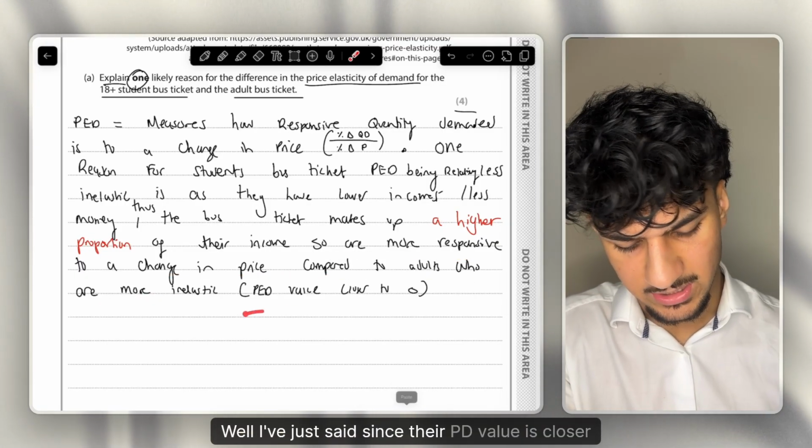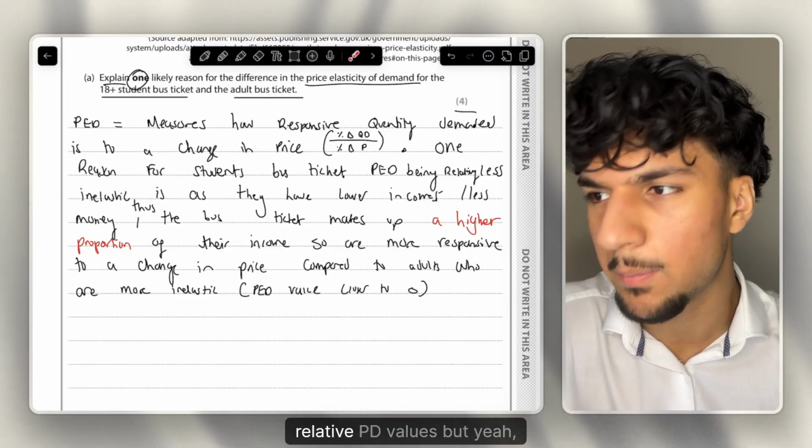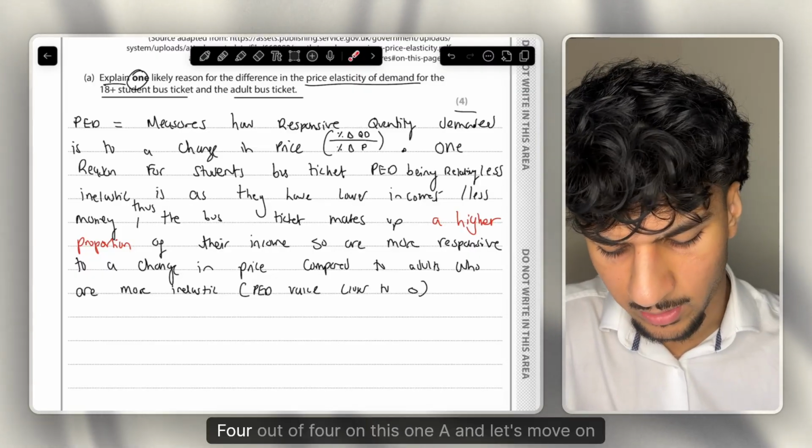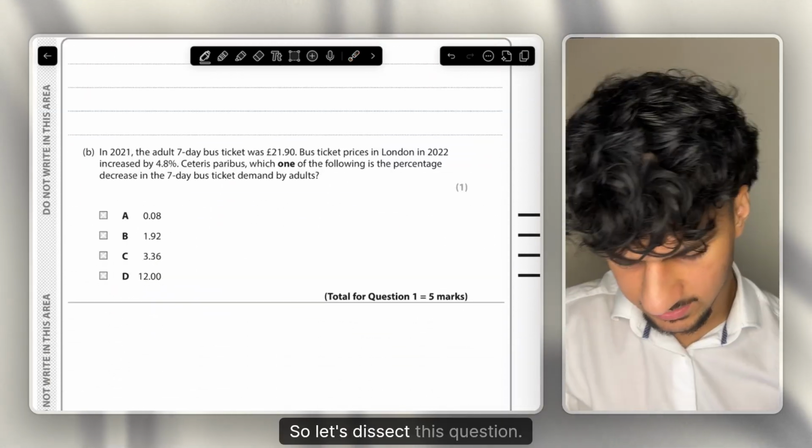Well, I've just said, since a PED value is closer to 0, if you really wanted to, you could quote the relative PED values. But yeah, that is how to get 4 out of 4 on this 1A, and let's move on to the next question. So let's dissect this question.